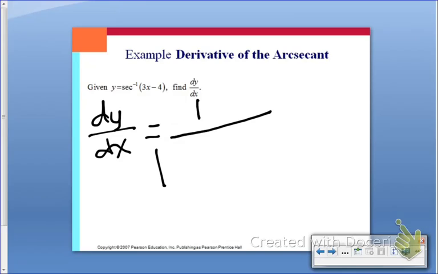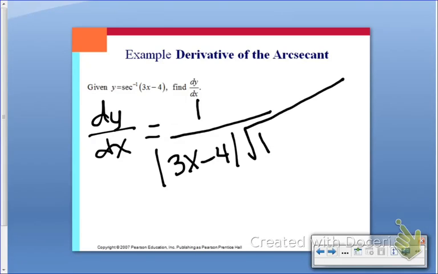Absolute value of 3x minus 4. Yes, and I see now I'm writing crooked, uphill, but that's okay. Go ahead. And then the square root of 3x minus 4 squared. Yep. Then minus 1. Times du dx. What's its derivative? 3x minus 4's derivative. 3.